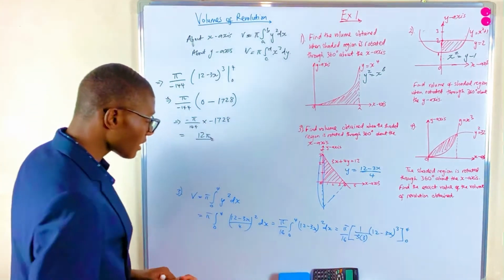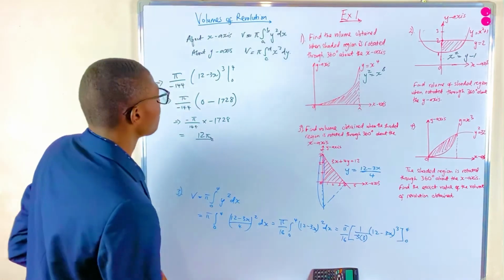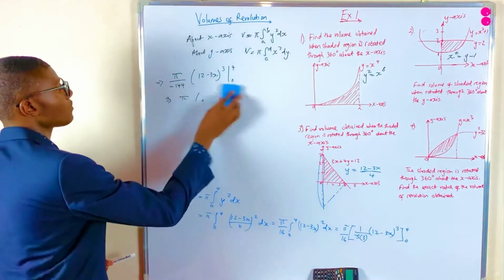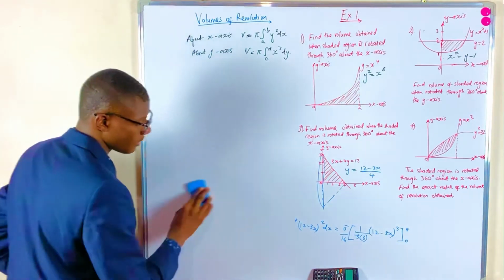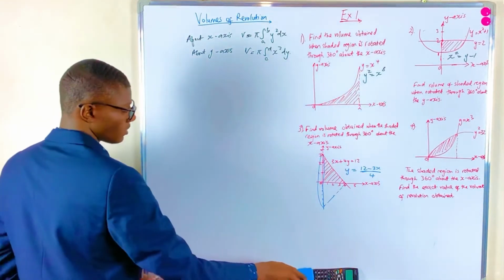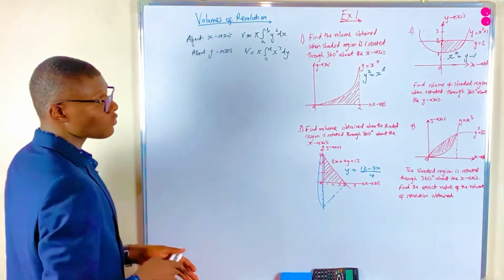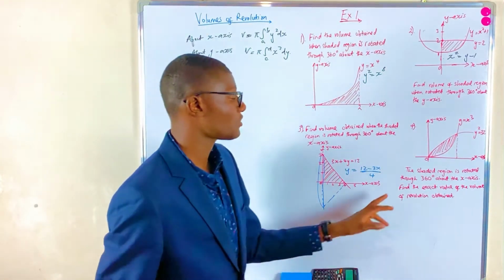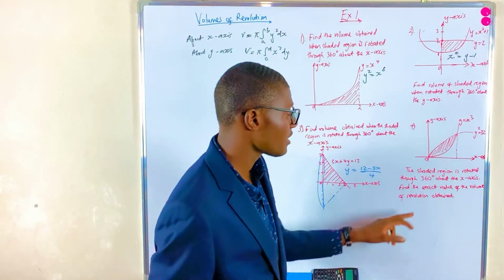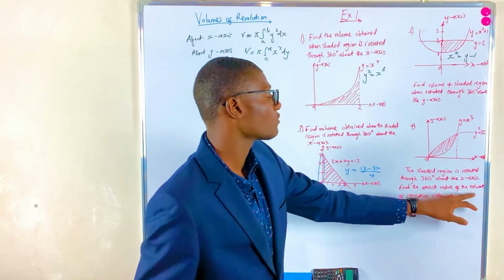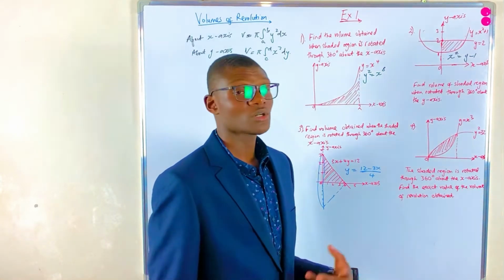And now, looking at the last question, which is number 4, I shall erase this level. So now this is number 3. Now we look at number 4. Number 4 says the shaded region is rotated through 360 degrees about the x-axis. Find the exact value of the volume of revolution obtained.